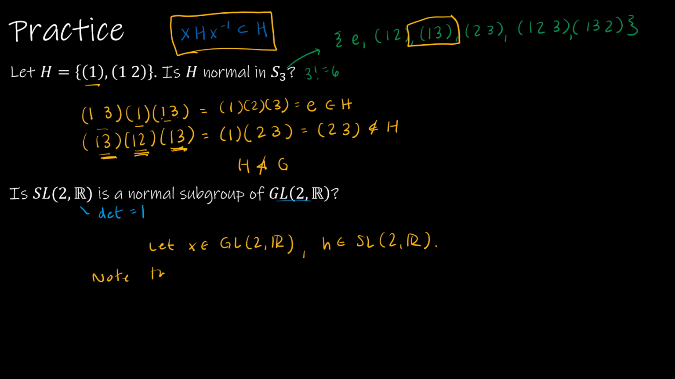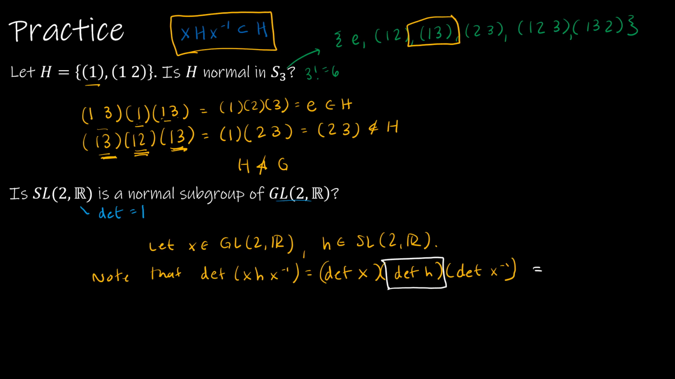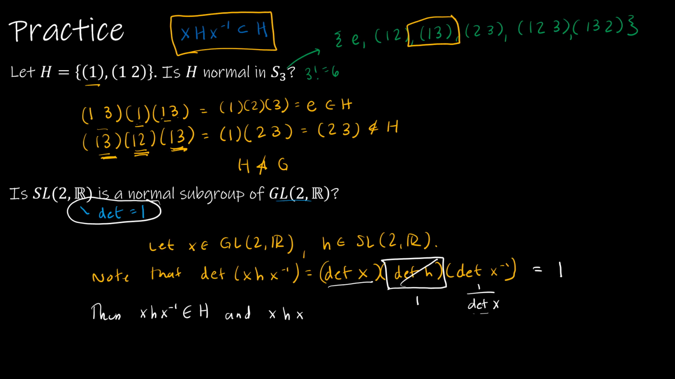Note that the determinant of x H x inverse, by the properties of determinants, would be the determinant of x times the determinant of H times the determinant of x inverse. Well, what does that equal? I know that the determinant of H is equal to 1 because that's the definition of the special linear group. So this is 1. So the determinant of x and the determinant of x inverse, what relationship do I know there? Well, the determinant of x inverse would be 1 over the determinant of x. So if I take the determinant of x times 1 over the determinant of x, I get 1. And because that's 1, then x H x inverse must be in H, and therefore x H x inverse is a subset of H. So H is a normal subgroup of G.